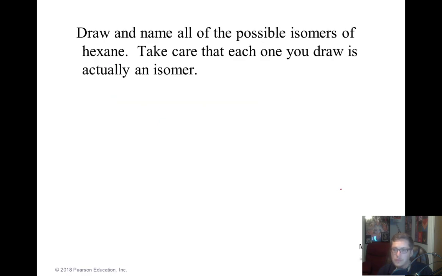All right. Draw and name all the possible isomers of hexane. So this is where life gets more complicated. All right, so we got to figure out all the isomers of hexane. So remember, hexane, hex means 6 carbons. All right, so let's start over here. So we got 6. So let's just draw them like this: 1, 2, 3, 4, 5, 6.